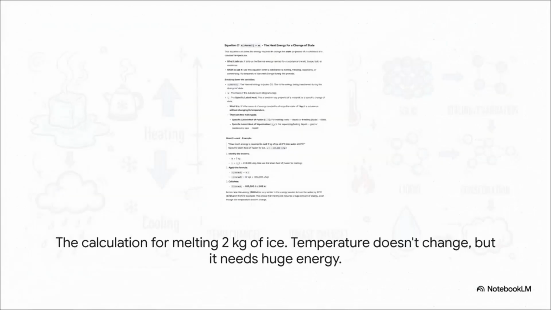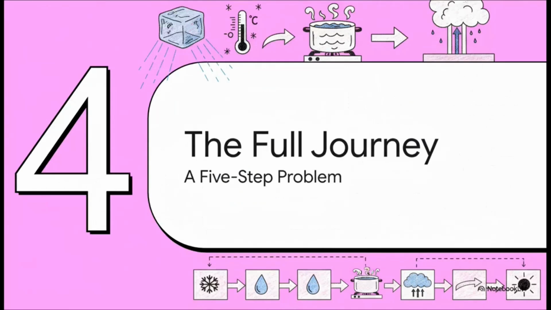So let's go back to our 2 kilograms of ice at 0 degrees and calculate the energy to melt it. It's just mass times the latent heat of fusion. So 2 times 334,000, which gives us 668,000 joules. Get this, that's almost as much energy as it took to heat the water by 80 degrees, but in this case, the temperature didn't budge at all. Wild. All right, time for the main event.